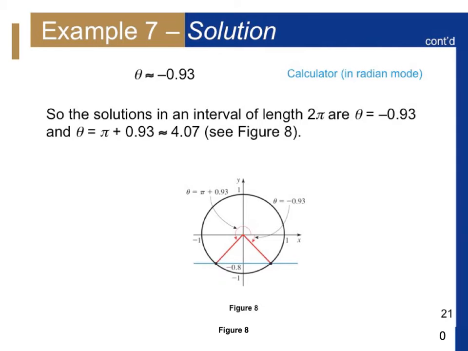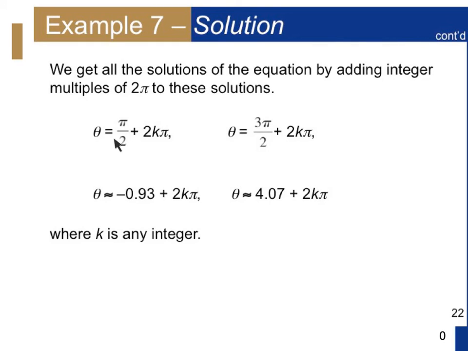Okay, taking us here. So we basically have four basic solutions total for cosine equals 0 and sine equals minus 0.8. Okay, so this one is cosine equals 0. We add circles, 2k pi. These are where sine is minus 0.8 as we go around the circle. Minus 0.93 and 4.07, and we add circles to that. Okay, so that's how we do our solutions for those.